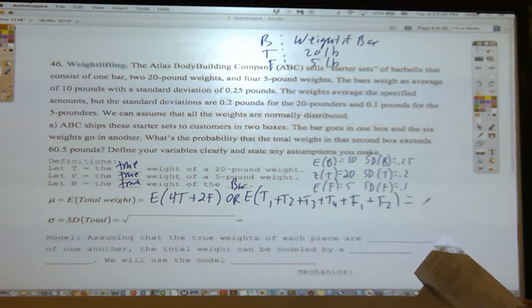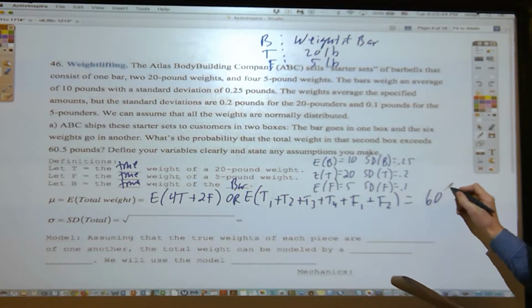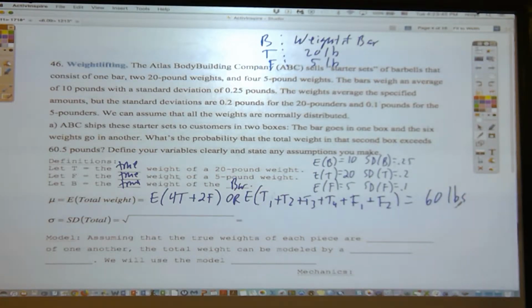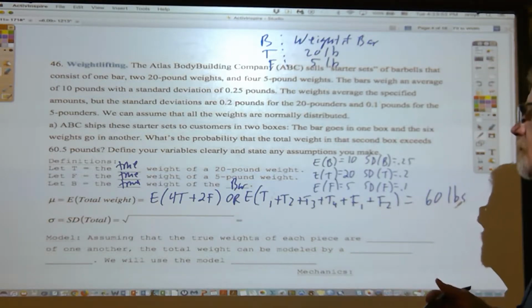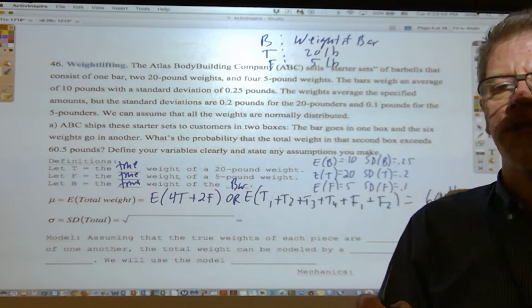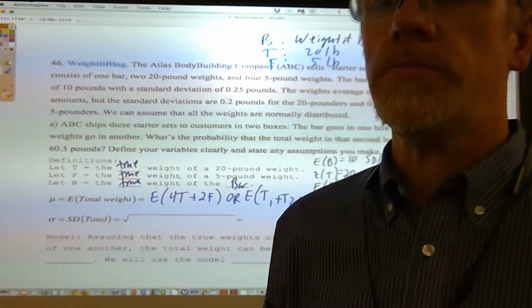But when you put all this together, you will get a mean weight of 60 pounds. Okay, no surprise there. What's the standard deviation? Try to do the standard deviation calculation on your own. I'm pressing pause and we can come back.